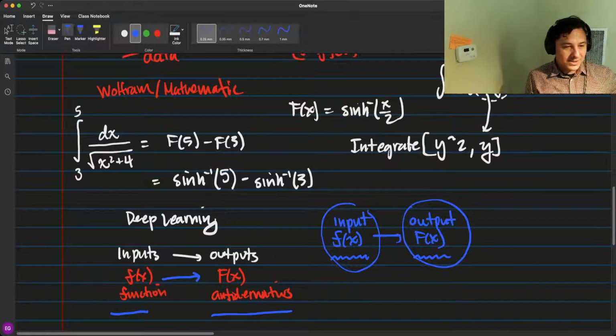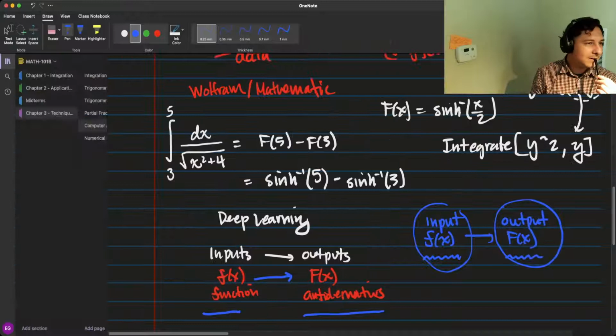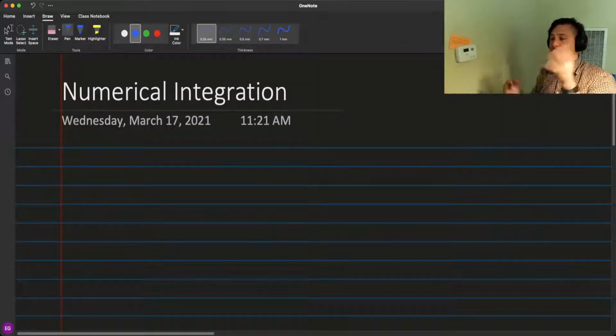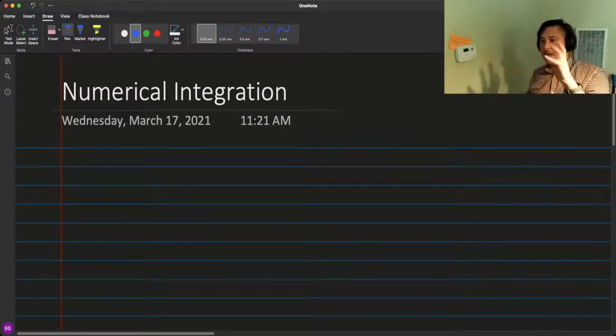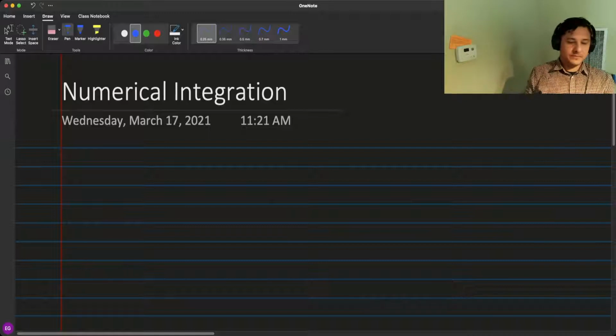Alright. Now we're going to move on to doing this numerically. Okay, so we talked about symbolic integration. That's where the computer actually manipulates the symbols to find an antiderivative. Now we're going to talk about numerical integration.